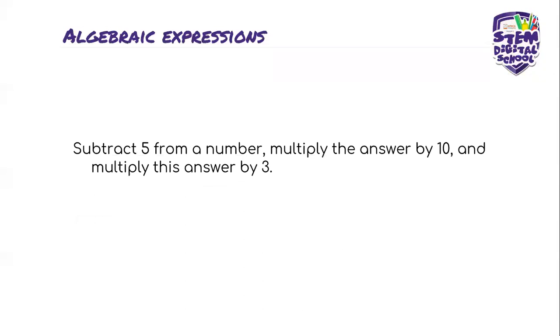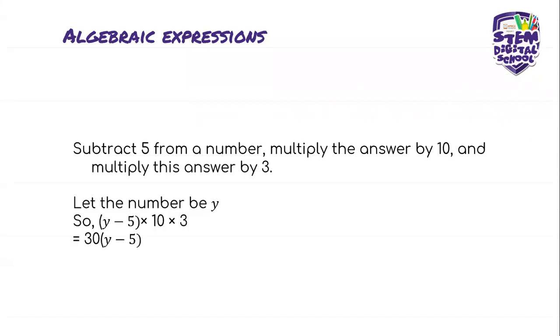The second one is as follows. Subtract 5 from a number and then multiply the answer by 10 and multiply this answer by 3. So let the number be y.